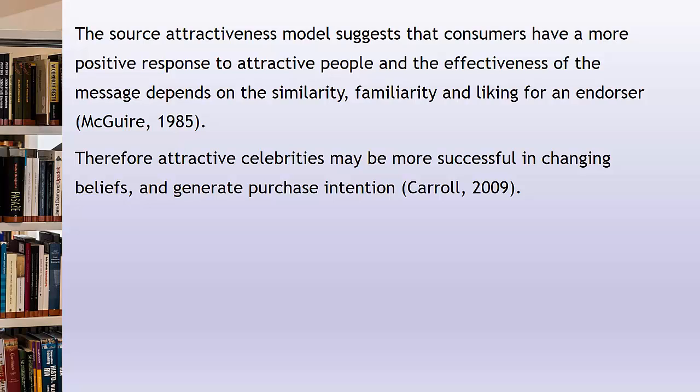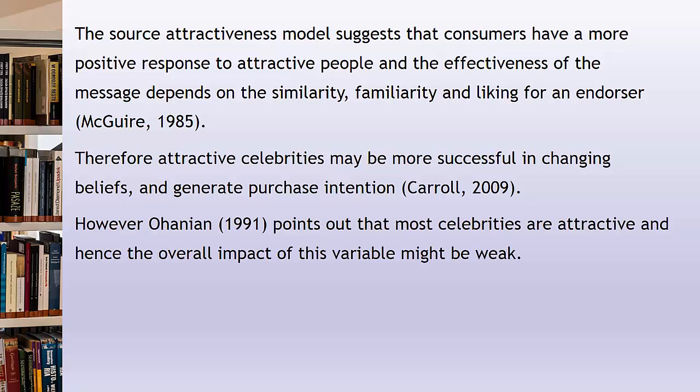Carroll, 2009. You can see here that by using the word therefore, they are showing the reader that they understand the implications of this theory when applied to celebrity endorsement. Their third sentence says, however, Ohanian, 1991, points out that most celebrities are attractive, and hence the overall impact of this variable might be weak. By using the word however, they are indicating that there's another point of view, and that this evidence offers some kind of a contradiction to the previous piece of research.